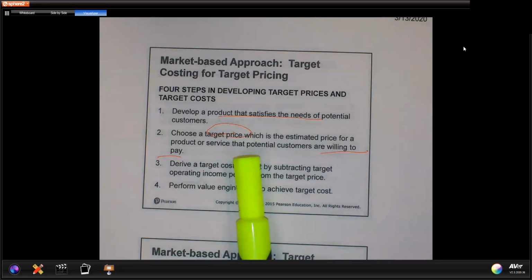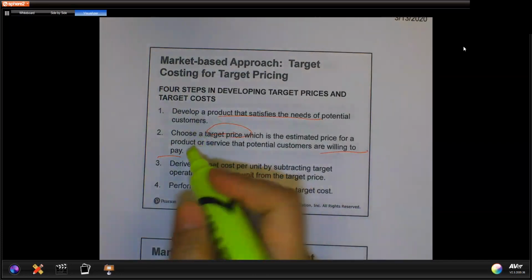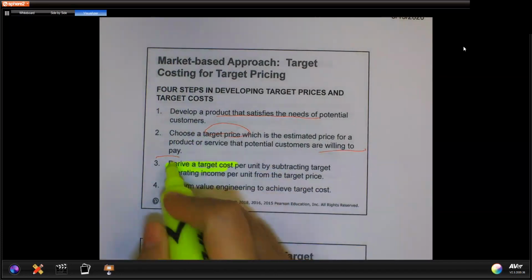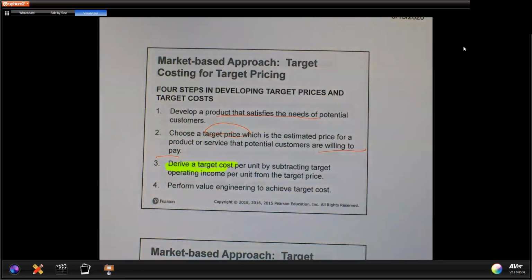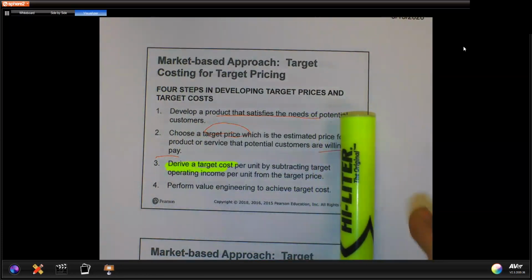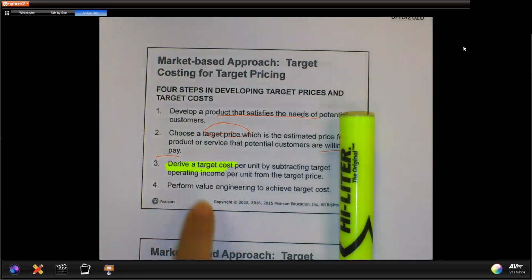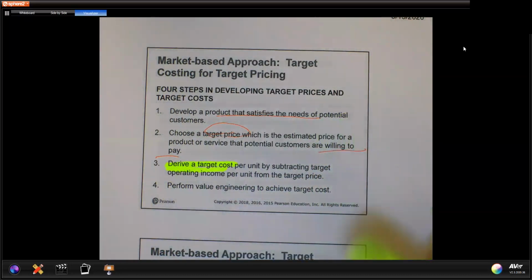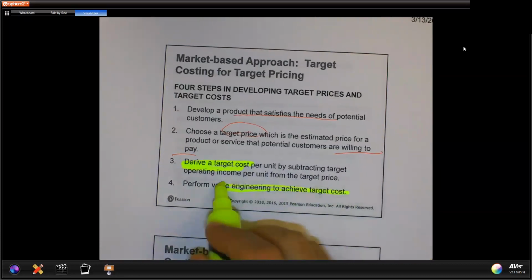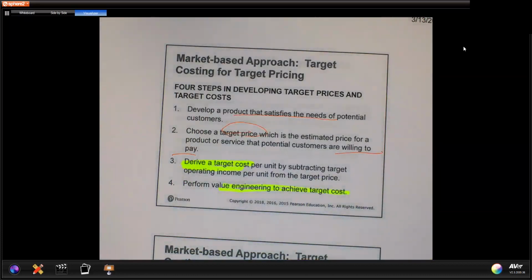And the next step is kind of important. We have a keyword called derive a target cost. We derive a target cost by subtracting your target operating income from your target price. So that will be your target cost. Then we do value engineering to achieve our target cost. You will say, not sure what we are talking about. So we look at an example.